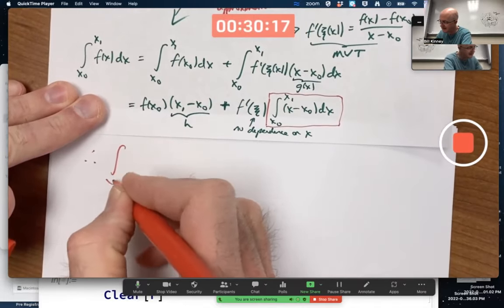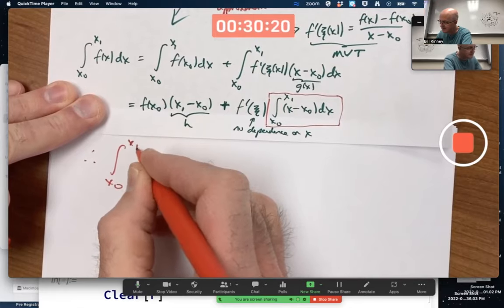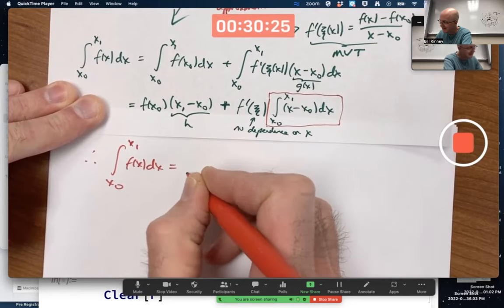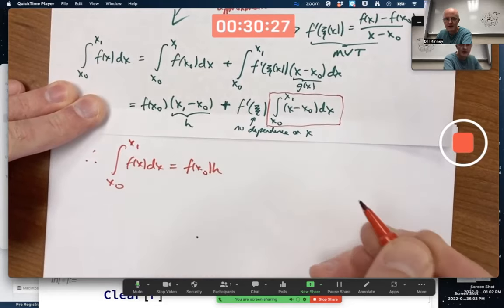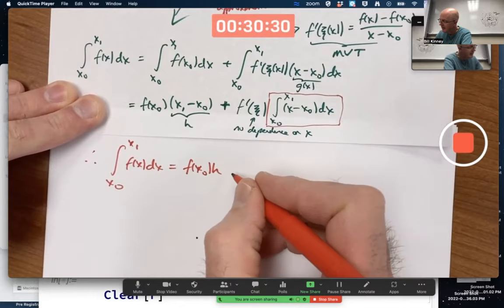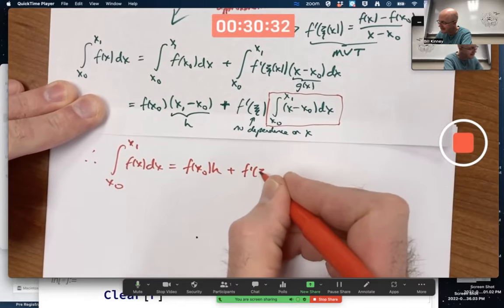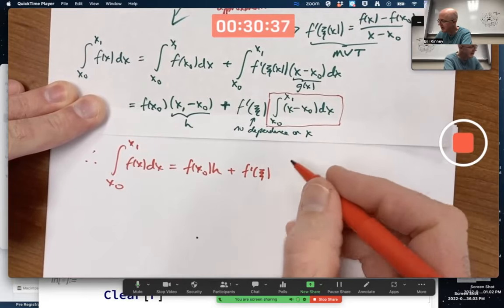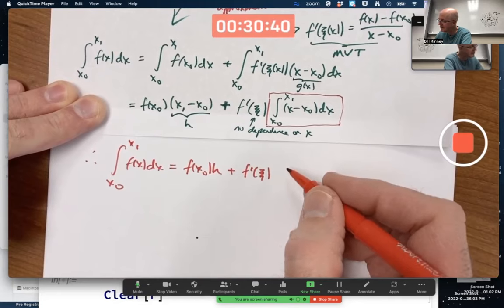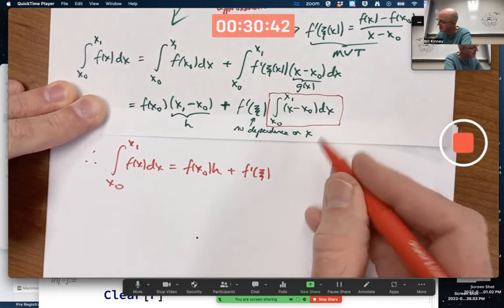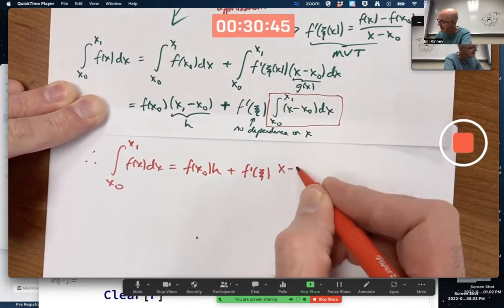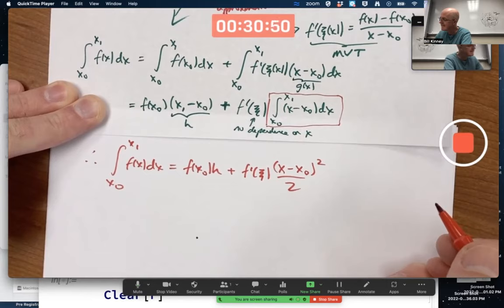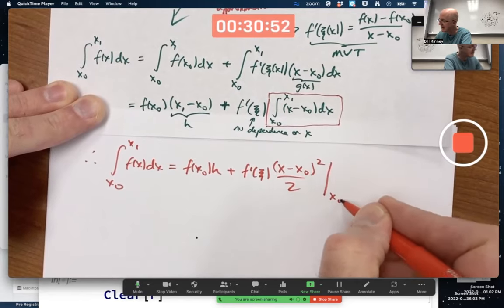Therefore, the integral, again, keep in mind what our goal is. Our goal is to represent this integral. It's f of x0 times h. I'll go ahead and use h here now. Plus f prime of c. Let's do that integral. Yes, I can do it piece by piece. It's actually a little bit more convenient to integrate it as a whole. x minus x0 quantity squared over 2, evaluated from x0 to x1.